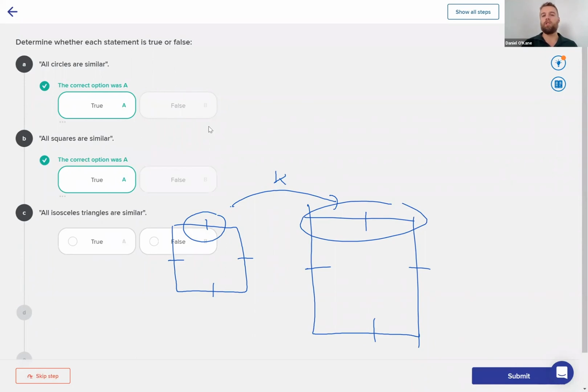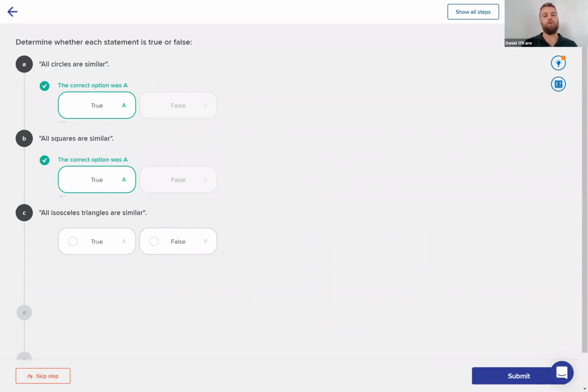Okay, what about all isosceles triangles? Would all isosceles triangles be similar? Yes, true or false? So, if I draw an isosceles triangle like this, these angles are quite large. Let's call them 70 degrees, 70 degrees. So then what would you have left? 40 degrees, right? So that all the angles add to 180. These two sides would be congruent, but then that base length can be different.